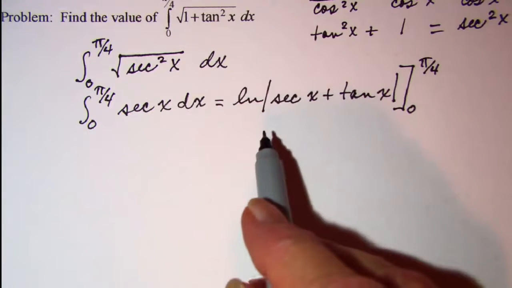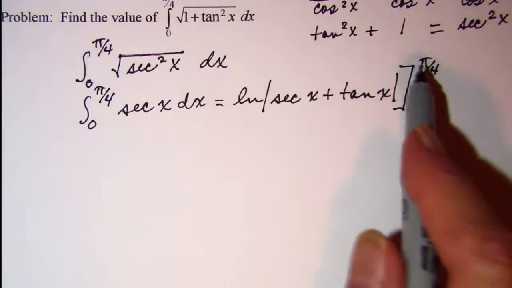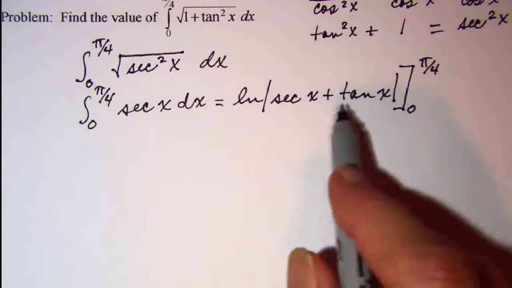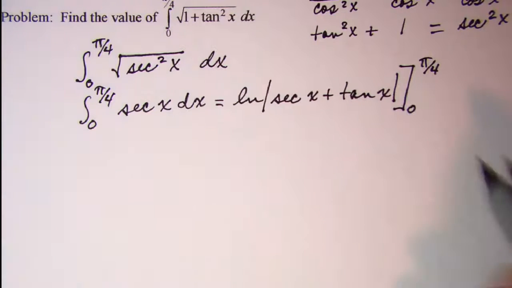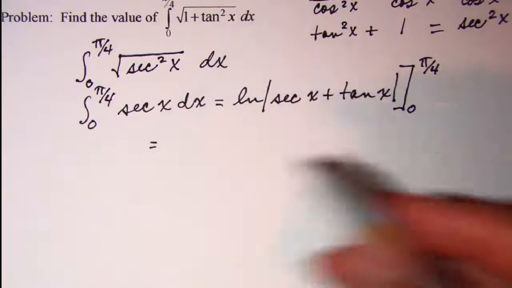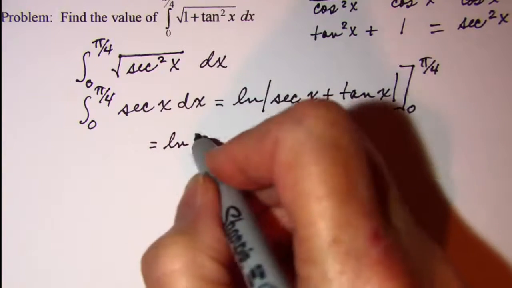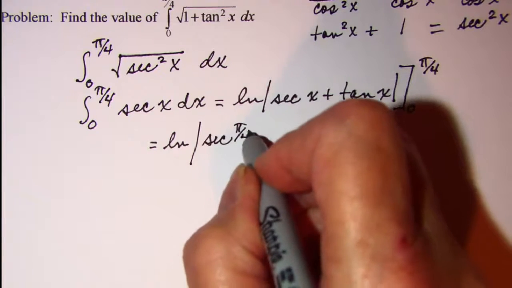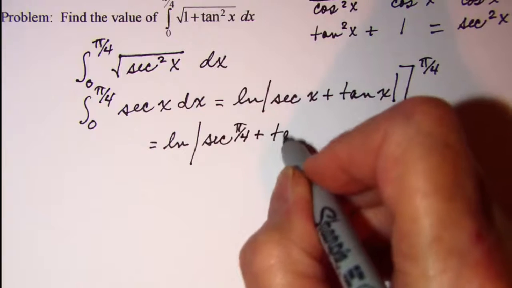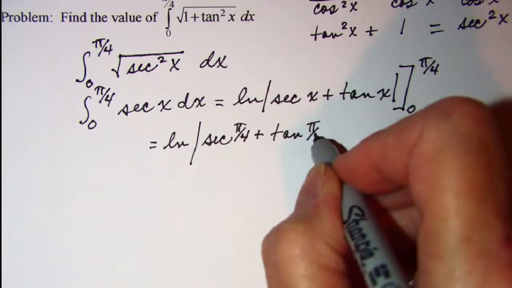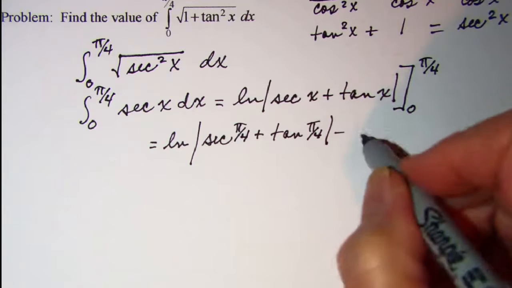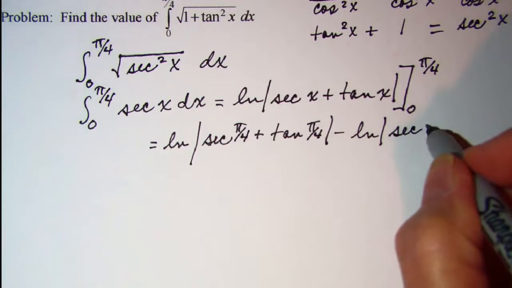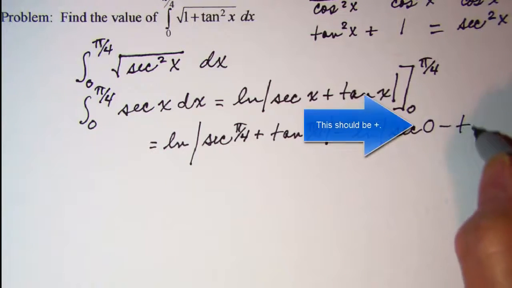Remember, our fundamental theorem of calculus says that we'll evaluate this at pi over 4 and then subtract from that the value of this expression at 0. So this is ln of the absolute value secant pi over 4 plus tangent pi over 4, minus, and then the ln of absolute value secant 0 plus tangent 0.